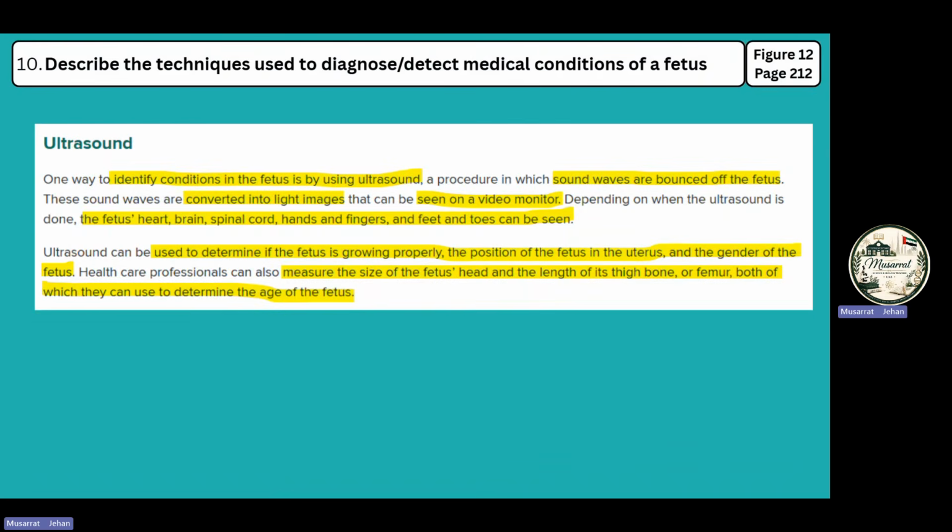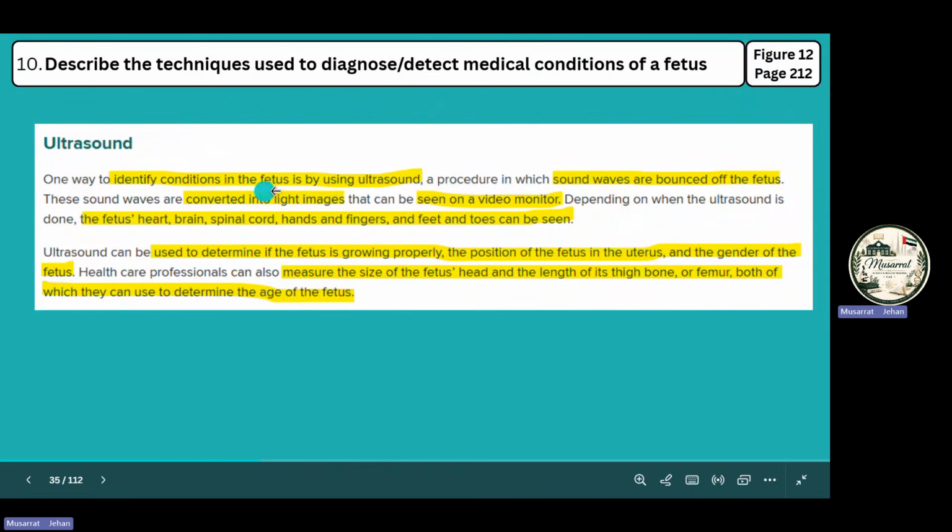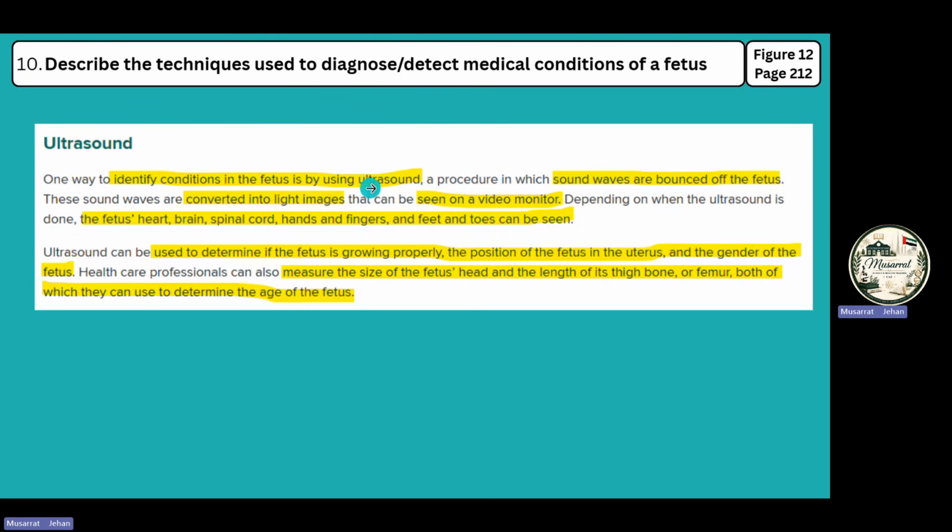Question number 10. What are the techniques used to diagnose? So ultrasound. We can identify conditions in the fetus by using ultrasound. What is ultrasound? Sound waves are bounced off the fetus, converted into light images and seen on the monitor. So the fetus, heart, brain, spinal cord and hands, fingers and feet and toes can be seen. It is used to determine if the fetus is growing properly, the position of the fetus in the uterus and the gender of the fetus.